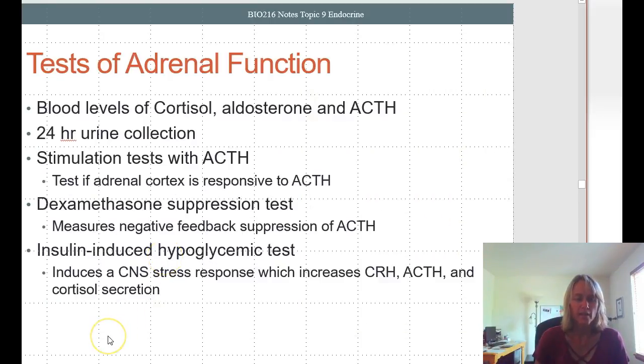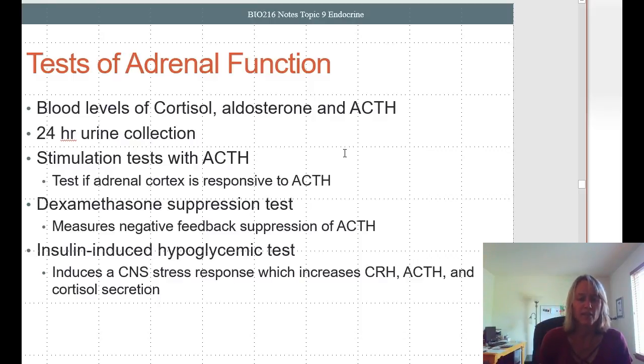Okay, so let's look at a couple of the tests for adrenal function. We can look at blood levels of cortisol, aldosterone, and ACTH. We can do a 24-hour urine collection to measure those levels. We can do a stimulation test with ACTH. So we can give ACTH, and if the adrenal cortex doesn't respond to ACTH, then we know that we would have a primary disorder.